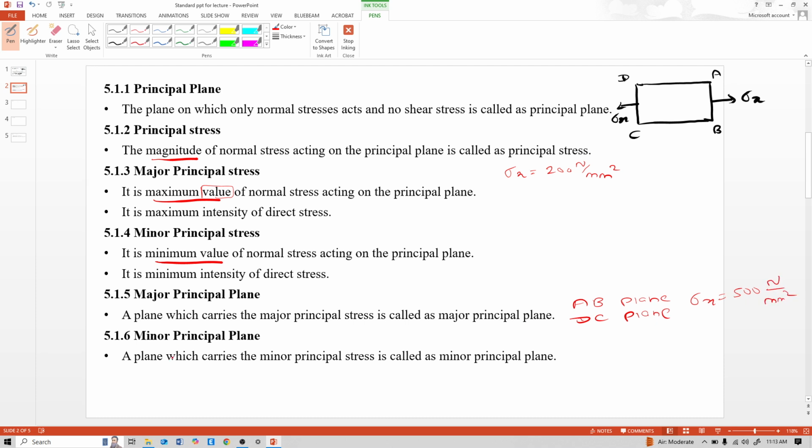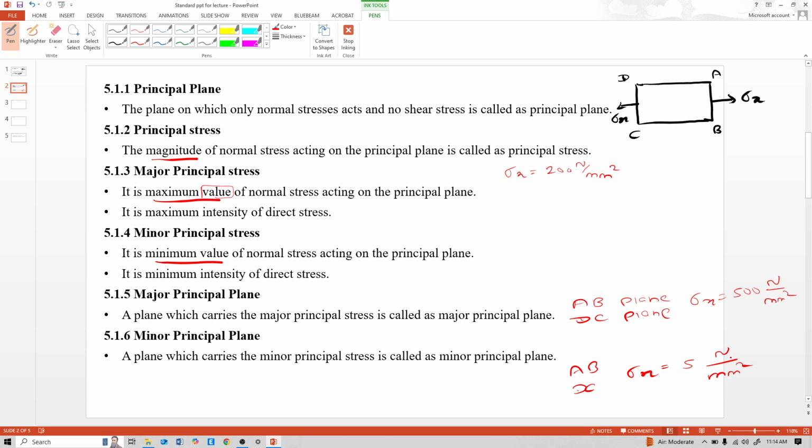And a plane which carries minor principal stress, that means this AB or DC plane, carries only 5 Newton per mm square stress. So this is principal plane: a plane on which only normal stresses act and no shear stress is called a principal plane.